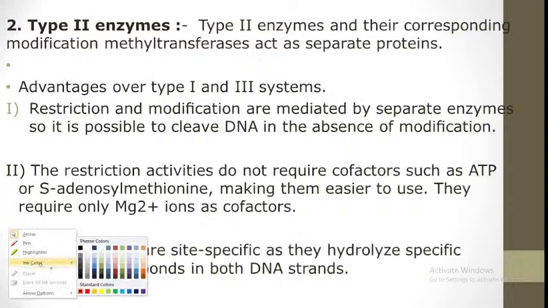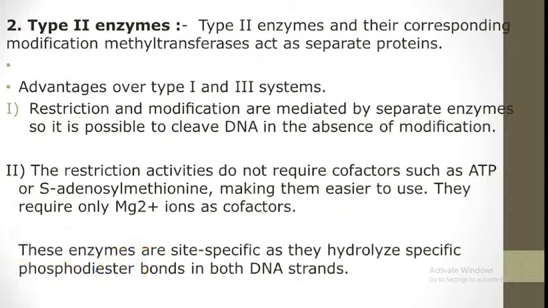Then we have type 2. So type 2 is the one that is most commonly used. It is the one that is majorly used for all the gene cloning processes. The type 2 enzymes and their corresponding modification methylase act as separate proteins. Now what are the main advantages of type 2 in comparison to 1 and 3?